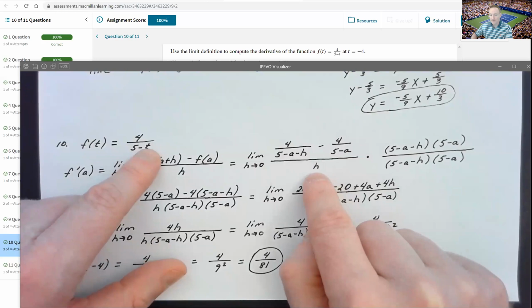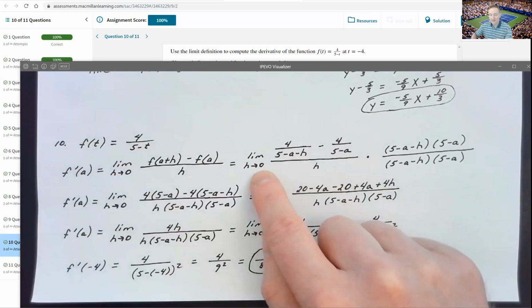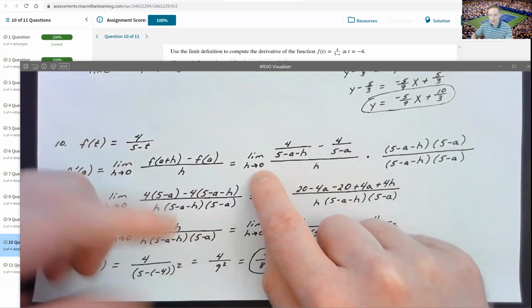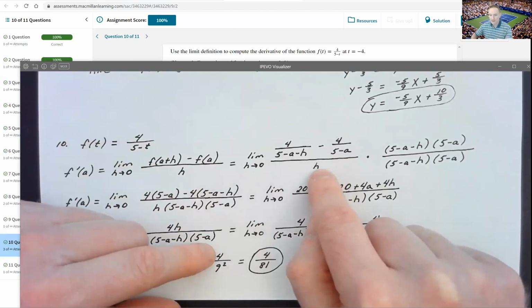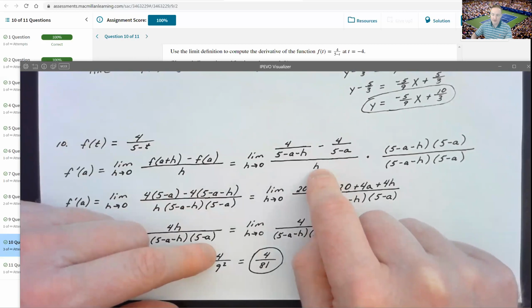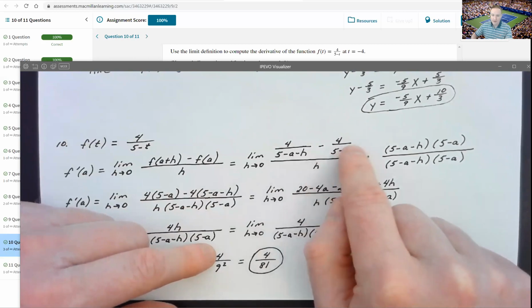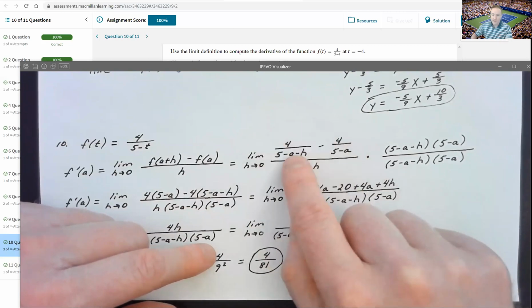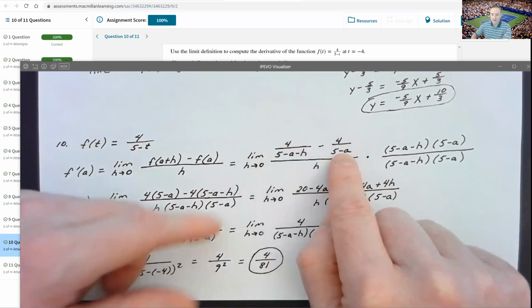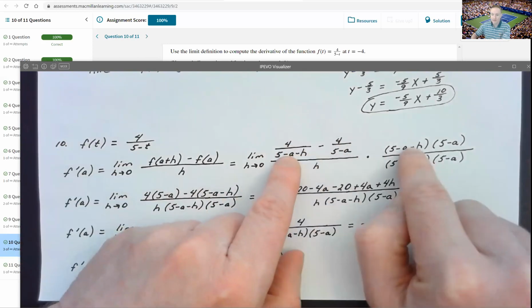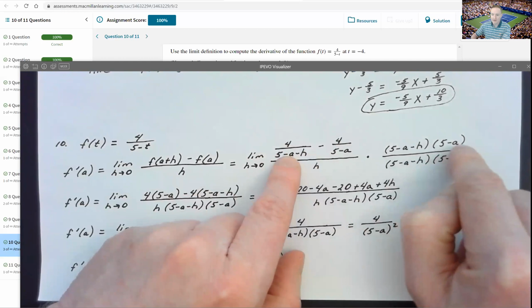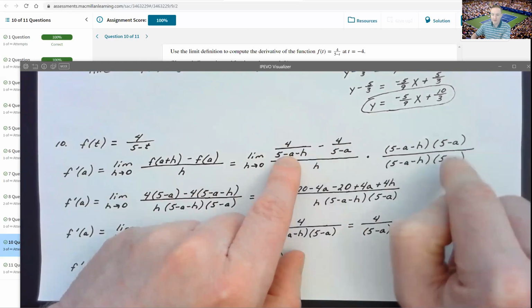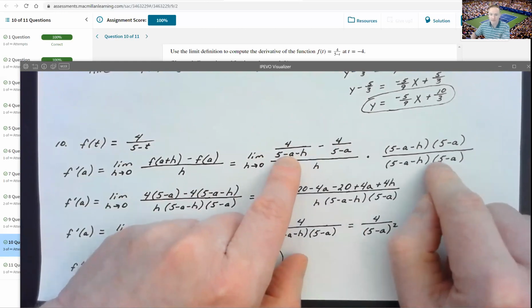Now, all of this is over h, and it's inside of a limit as h approaches 0. So you say, okay, the end goal is to get rid of that h in the denominator. You can't do that until you can simplify the compound fractions out of the numerator. I multiply by the least common denominator, which is just both of them. 5 minus a minus h times 5 minus a in both the numerator and the denominator.